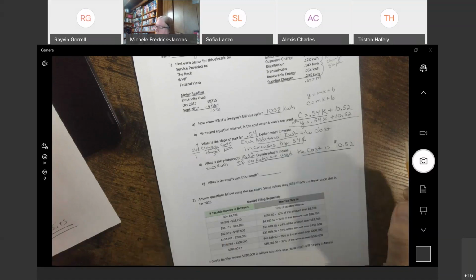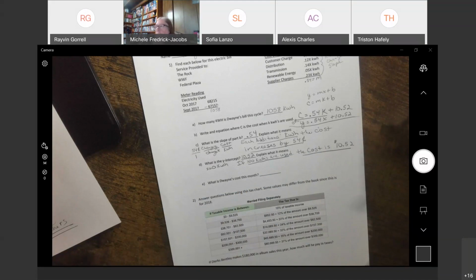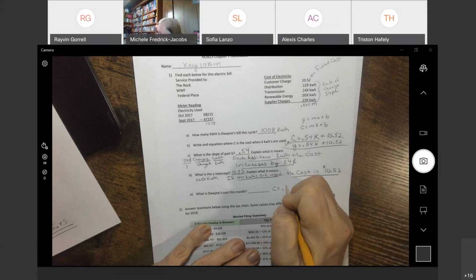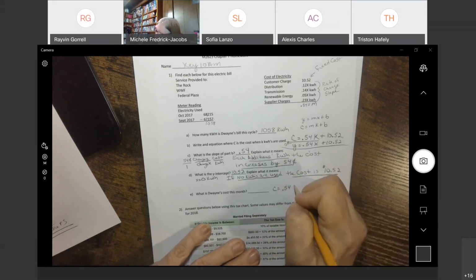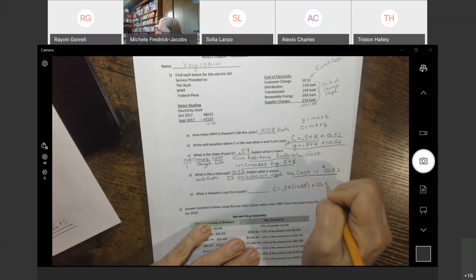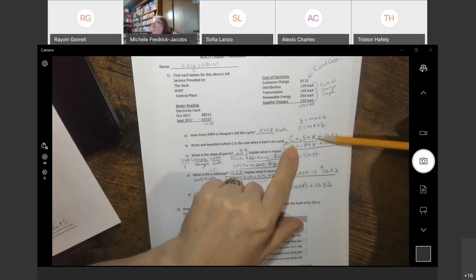Okay. What is Dwayne's cost this month? So how would we find out what his total bill was? You write the equation C equals 0.54, and then you put in 1058, and then add $10.52. Nice, exactly. Yep.